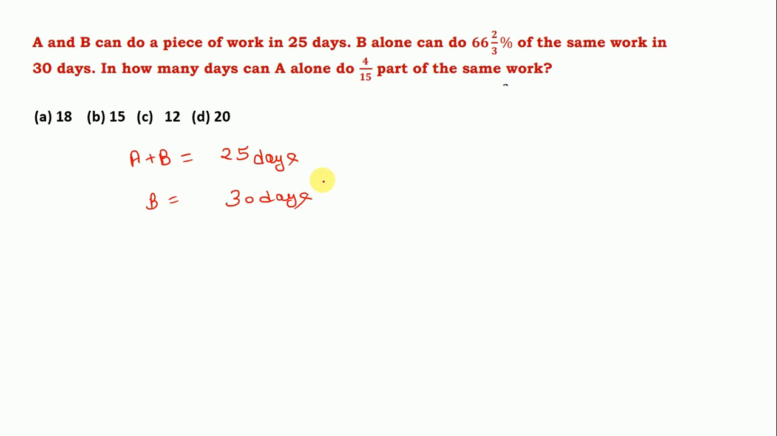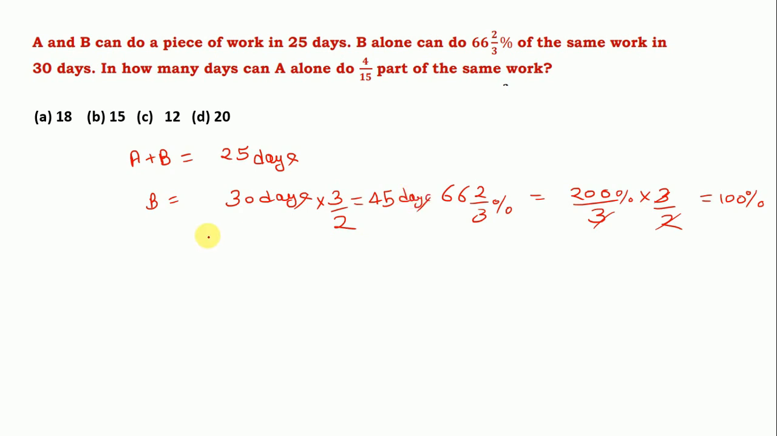But one thing that you should note here is that A and B are doing the complete work, but B is doing just 66 2/3% of the work, that is 200/3. So for making it 100%, multiply by 3/2, and it will become 100%. The same thing you have to do here, and it will become 45 days. So B can do the same work in 45 days.